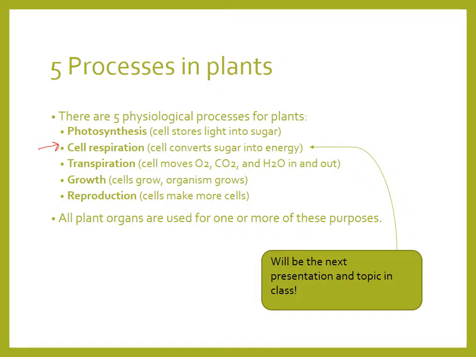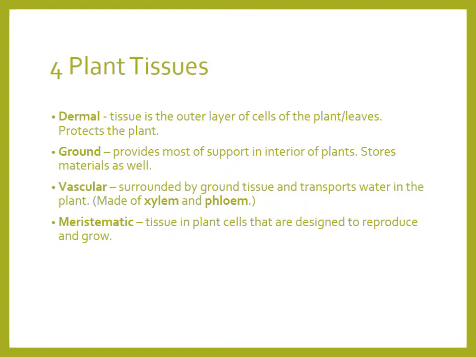Now, all of the organs we're about to talk about relate directly to one or more of these processes, so try to keep in mind what processes are being used and what parts are being used for those processes. So there are 4 plant tissues I want you to be familiar with. The 4 are going to be dermal tissue, ground tissue, vascular tissue, and meristematic tissue. All of those might sound a little strange or difficult to follow, but trust me, you can do this.